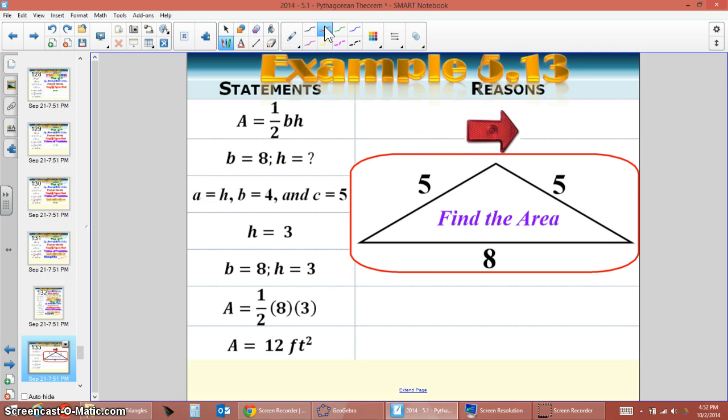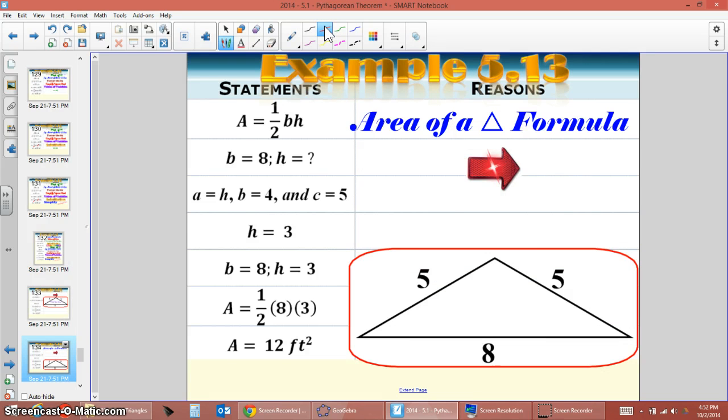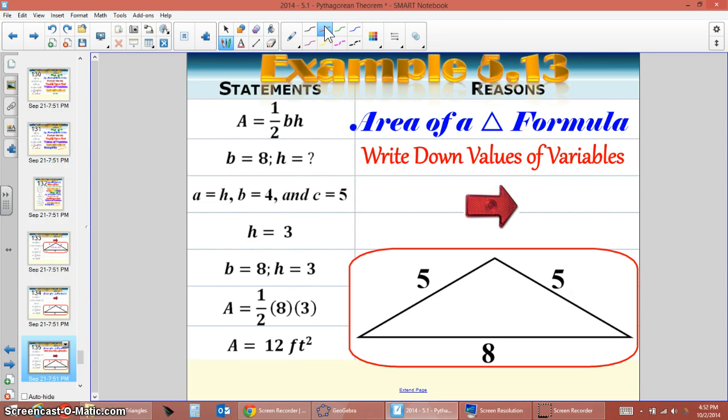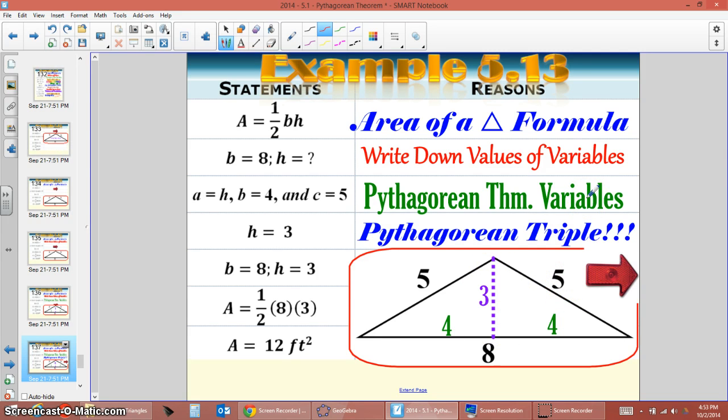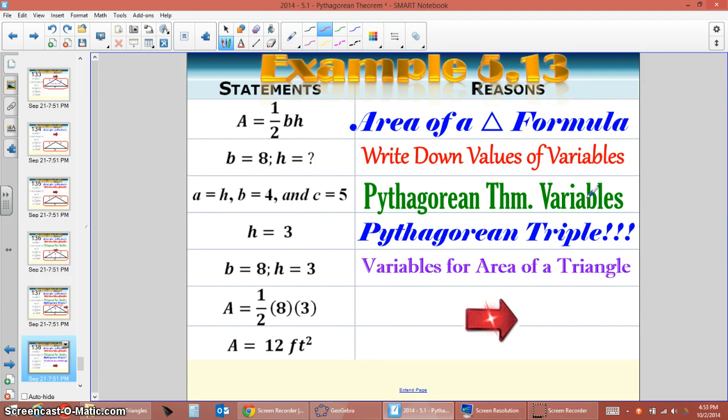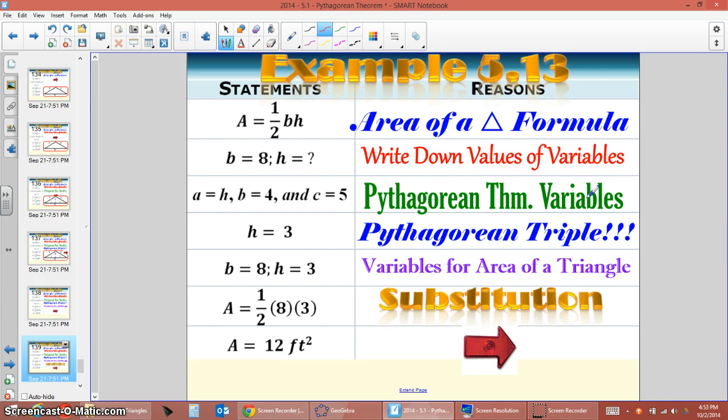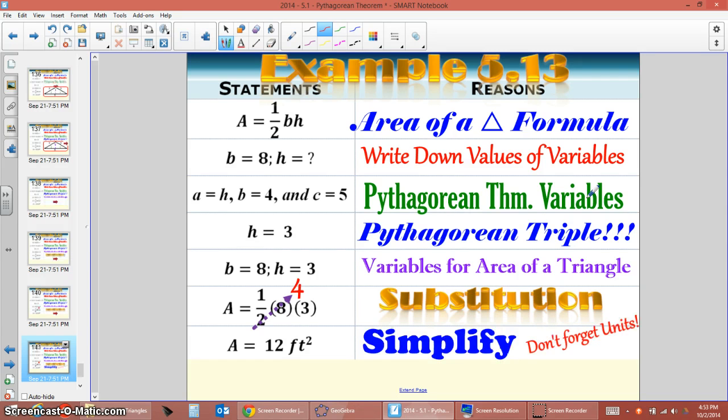So when I look at this, I've got to think about my area formula. What do I know? I know the base is 8, but I don't know the height. So I have to use the Pythagorean theorem to solve for the height. Again, notice, 4, 5, what's the other side? 3, it's a Pythagorean triple, so it's 3. So much faster than doing 25 minus 16 equals 9, square root both sides gets me 3. So know your Pythagorean triples. Now I use this for the variable for the triangle. I plug them in, I reduce down, and I get 12. Again, don't forget your units.